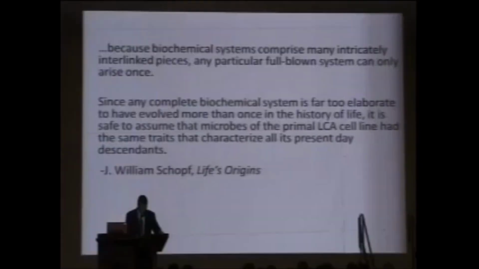And this is what Bill Schopf has said about what we should expect with regard to the natural history of biochemical systems. Because biochemical systems comprise many intricately interlinked pieces, any particular full-blown system can only arise once. Since any complete biochemical system is far too elaborate to have evolved more than once in the history of life, it is safe to assume that microbes of the primal last common ancestor cell line had the same characteristics as its present-day descendants. And this would include DNA replication. That was the expectation, that DNA replication emerged in the primal cell line. But this is, in fact, not the case. It seems to have emerged independently two separate times.